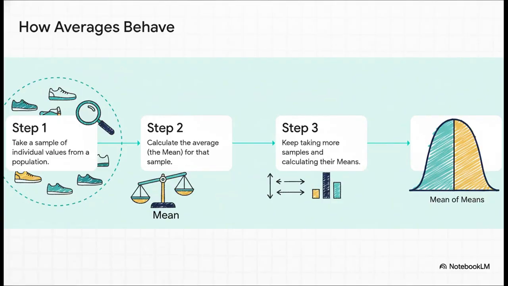Just picture this. We take a small sample, say 5 shoes, and we calculate their average durability. Easy enough. Now we do it again with 5 different shoes, and we do it again, and again, maybe thousands of times over. Then we take all of those individual averages and we plot them on a chart. What you see next? Well, it's pure statistical magic.